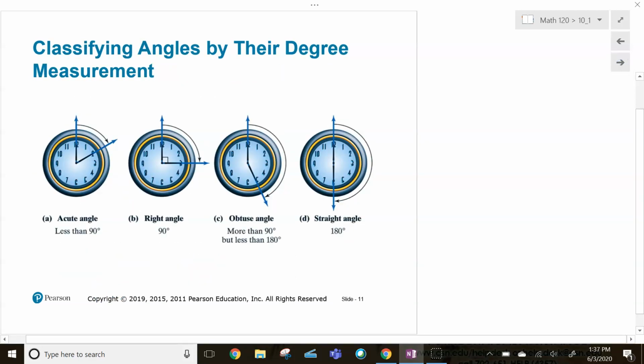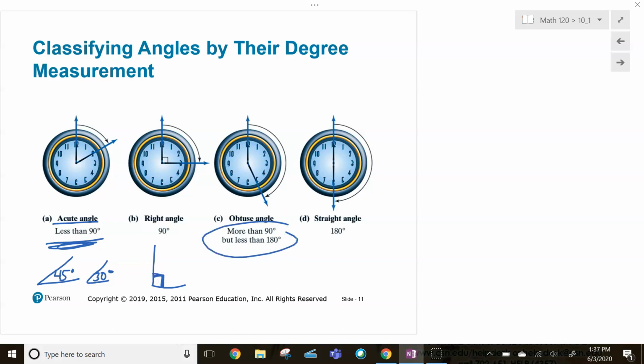So here are some other angles classified by their degree measurement. If you've ever heard acute angle, it's a little less than 90 degrees. Any angle that's less than 90 degrees, like 45 degrees or 30 degrees, is an acute angle. A right angle is when we have exactly 90 degrees, denoted by that little box right there. An obtuse angle is more than 90 but less than 180.